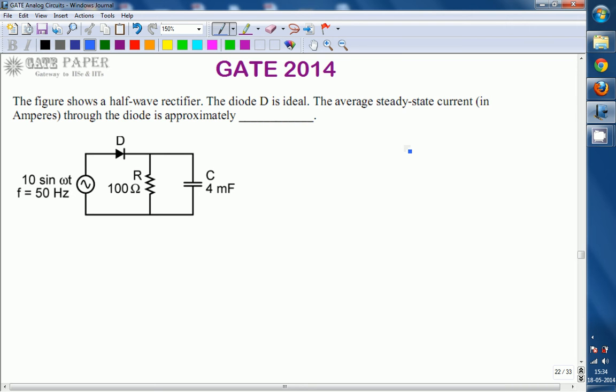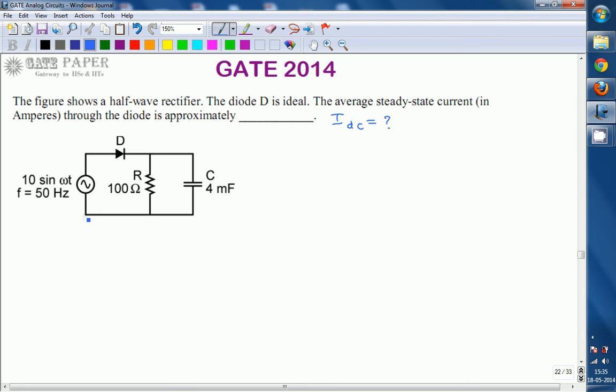The average steady state current through the diode is approximately ___ amperes. How much is going to be the average steady state current flowing through the diode? That we are going to calculate. It is indicated with IDC. Average steady state current is usually indicated as IDC. So what is the value of DC current flowing through the diode? That we are going to calculate.